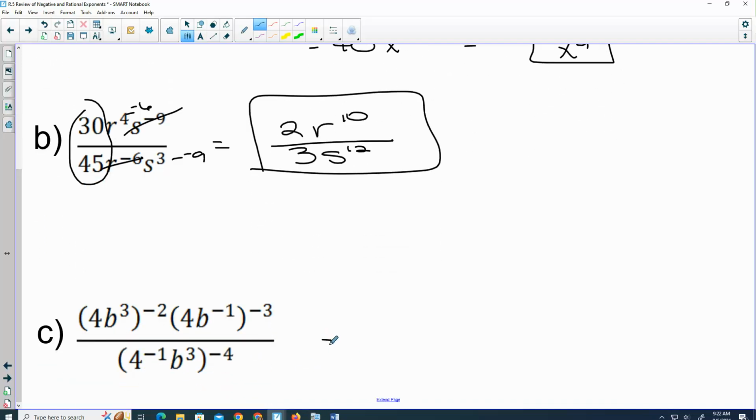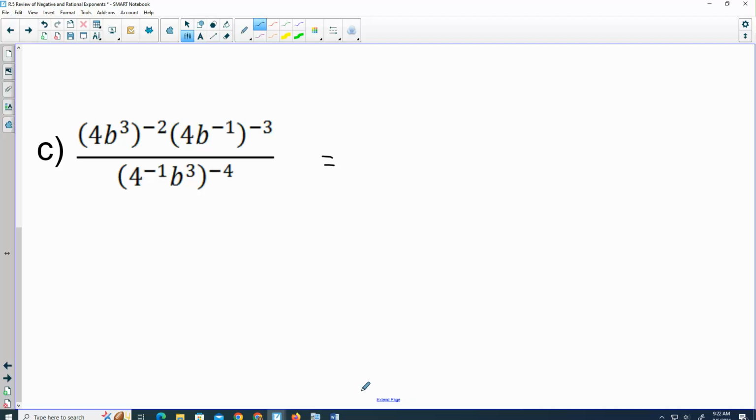Alright, let's do this one together. So there is a lot here. Where would we begin? Yeah, let's deal with all of these exponents up here. So this is currently like a 4 to the first. Power to a power, what do we do with our exponents? So we have to distribute that negative 2 to both of them, multiplying it with the exponent that's already there.